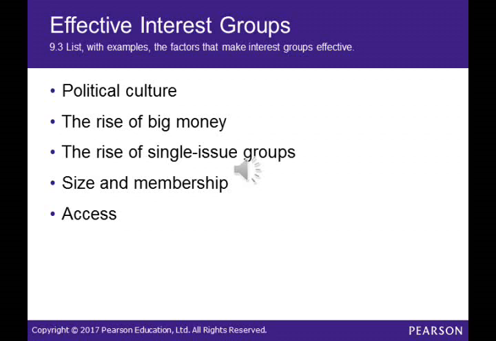The size and membership of the group is also another important factor that makes an interest group effective or not. Finally, whether the group has good access to the government, I mean to the three branches of the government: the executive, the legislature, and the courts.